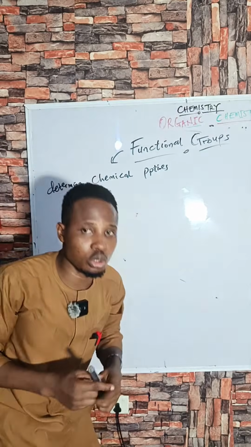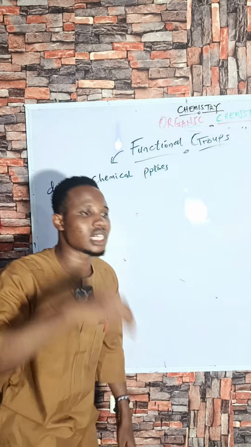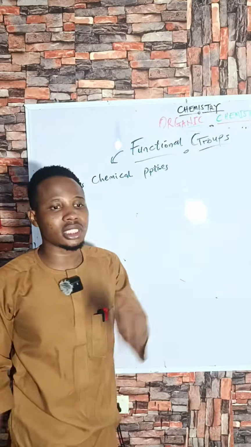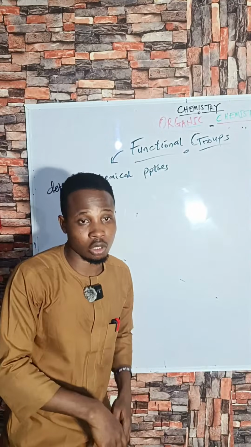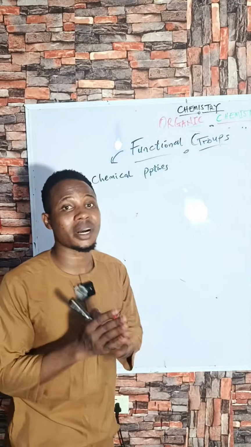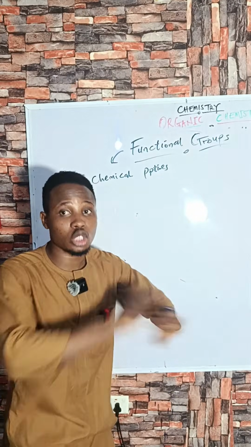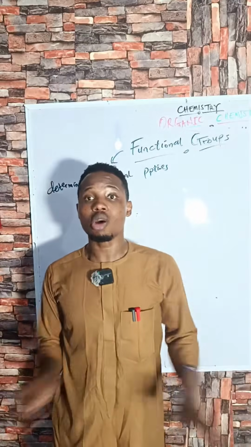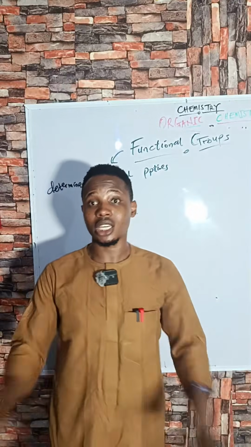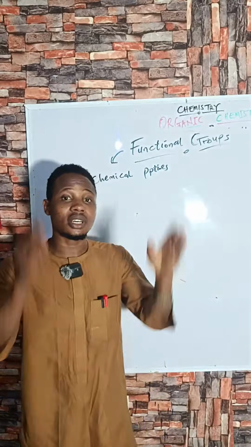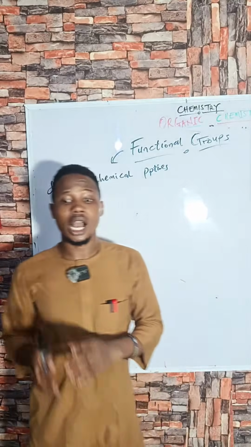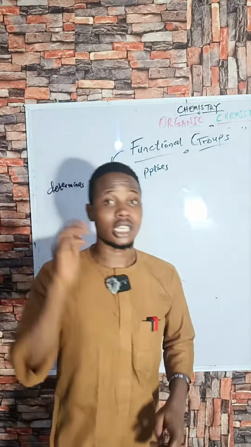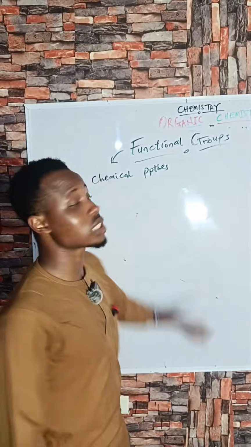So if homologous series have similar chemical properties, that means each homologous series has the same functional group. For example, alkanes, all of them have a single bond. The single bond is their functional group. That's why they will have similar chemical properties. Alkenes, they have a double bond. The double bond is their functional group. That's why they have similar chemical properties. So homologous series have the same functional group, and that's why they have similar chemical properties. So functional groups determine chemical properties.